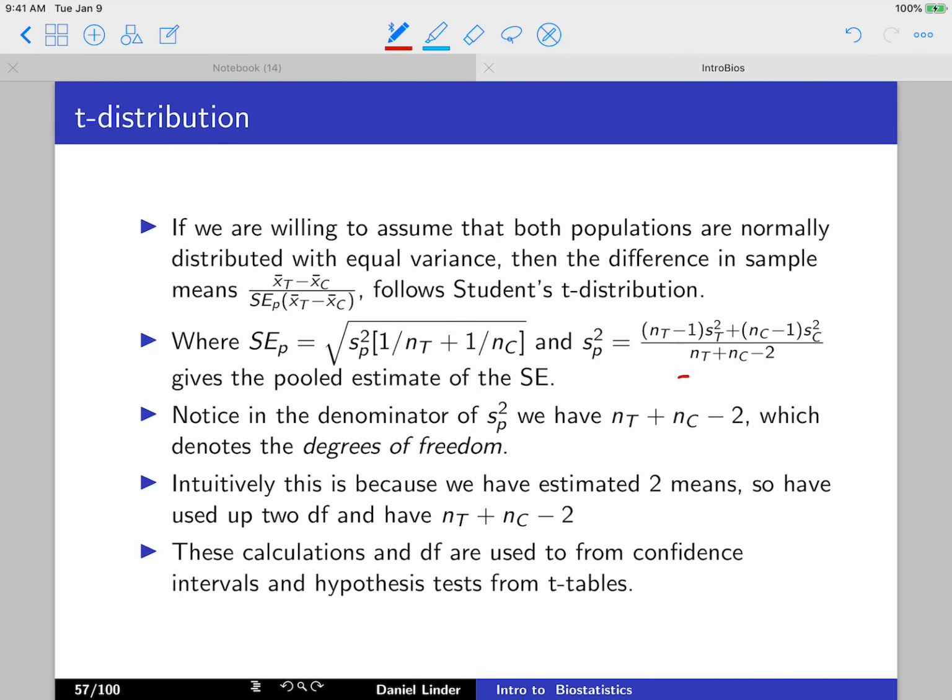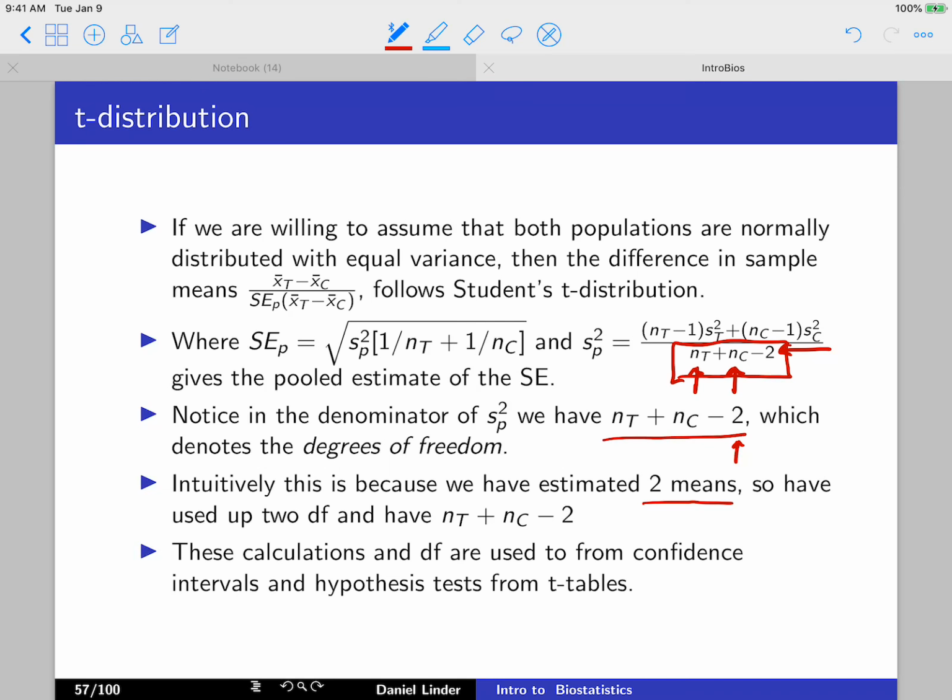And another thing to notice is this denominator here, this n sub t plus n sub c minus 2. So the number of individuals in the treatment group plus the number of individuals in the control group minus this 2. So why does it look like that? Well, again, this n sub t plus n sub c minus 2 is the so-called degrees of freedom in the two-sample case. And the reason that we've subtracted 2 is because we're estimating two means here.